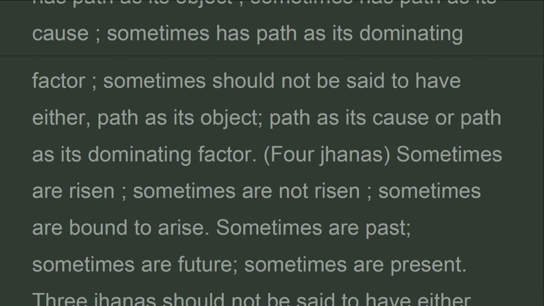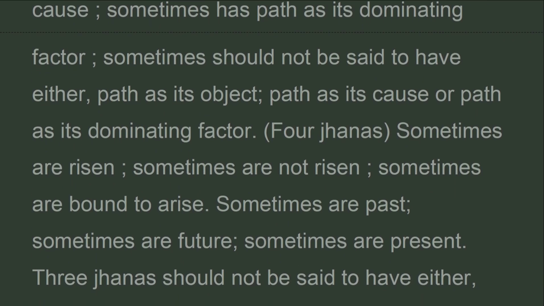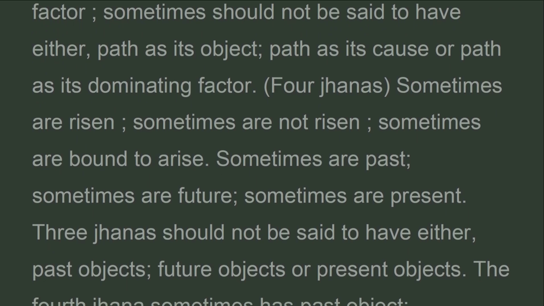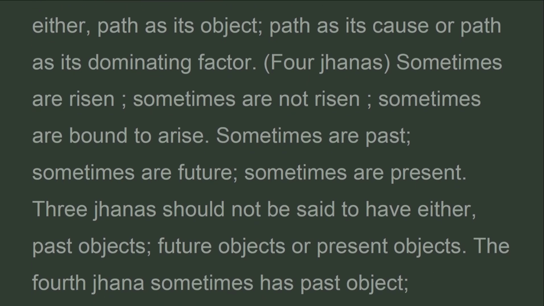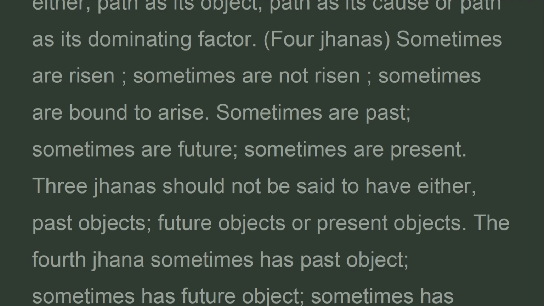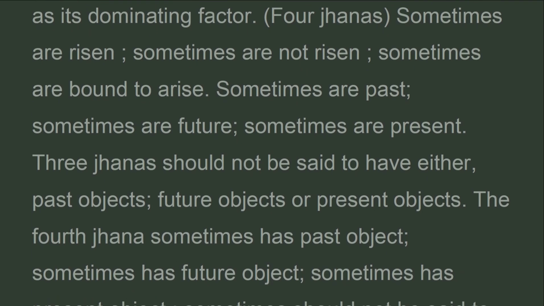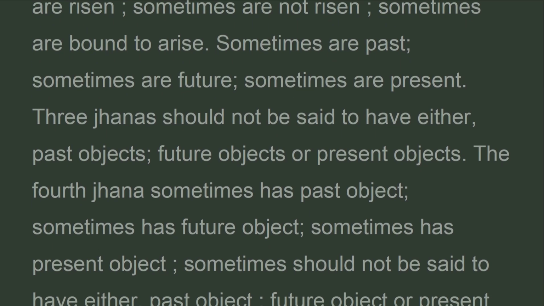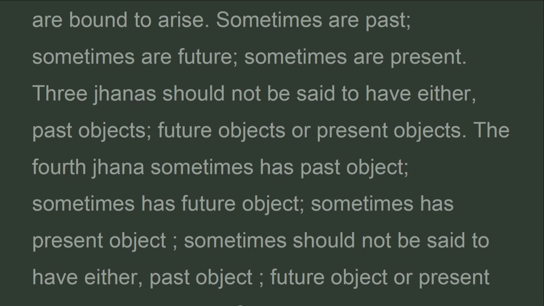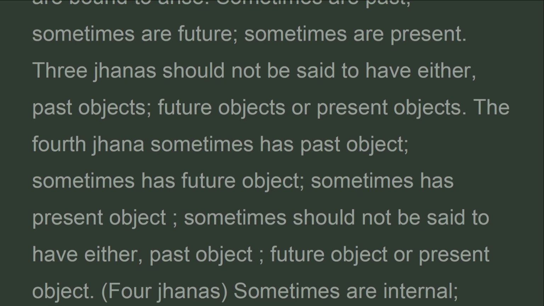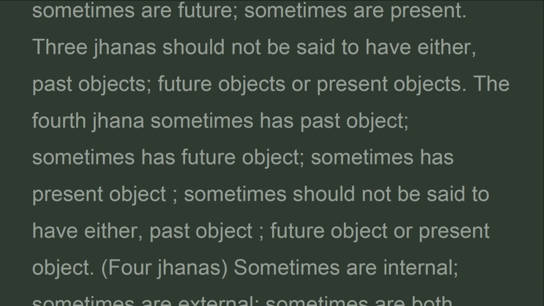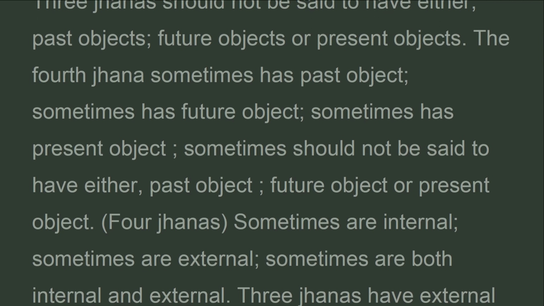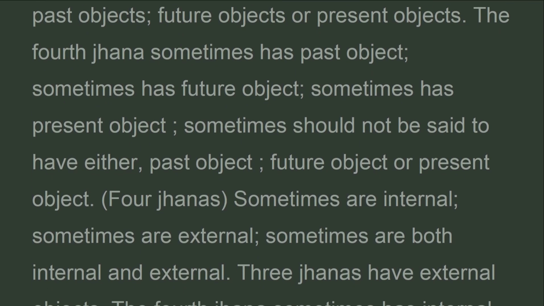Sometimes are risen. Sometimes are not risen. Sometimes are bound to arise. Sometimes are past. Sometimes are future. Sometimes are present. Three jhanas should not be said to have either past objects, future objects or present objects. The fourth jhana sometimes has past object. Sometimes has future object. Sometimes has present object. Sometimes should not be said to have either past object, future object or present object.